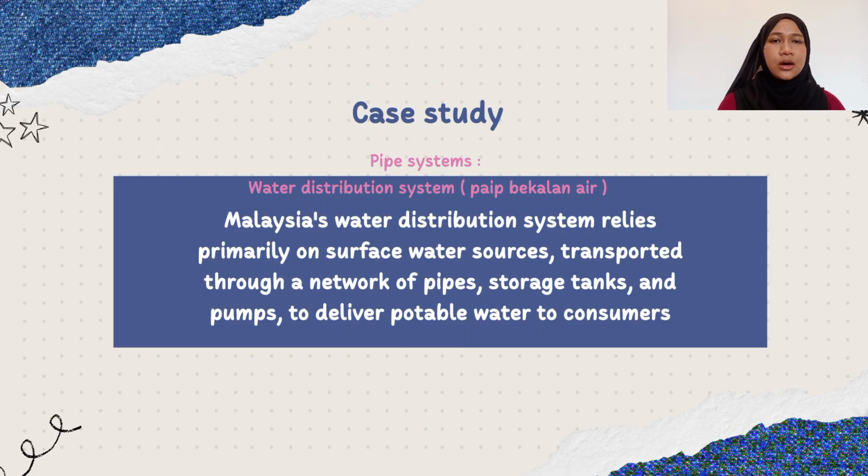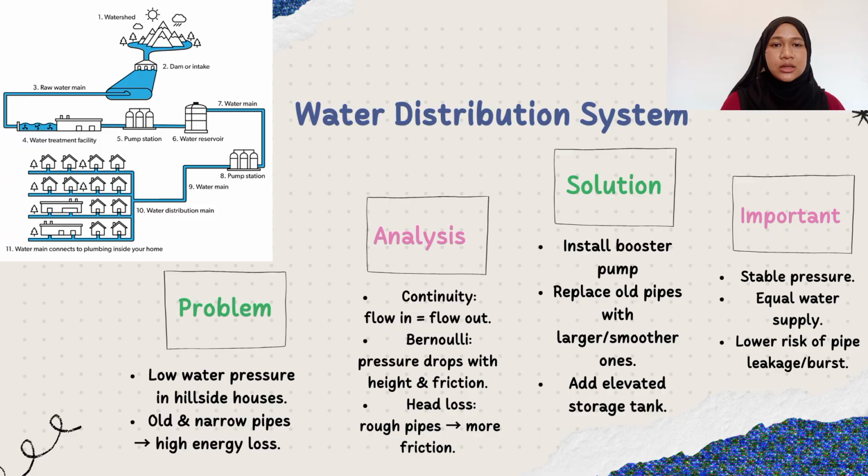Now, let's look at the case study involving the water distribution system in Malaysia. Most of Malaysia's water supplies come from surface water sources. It is delivered to consumers through a network of pipes, storage tanks, and pumps. However, there are some problems. In hillside houses, water pressure is very low. Many of the pipes are old and narrow, which cause high energy loss and more friction.